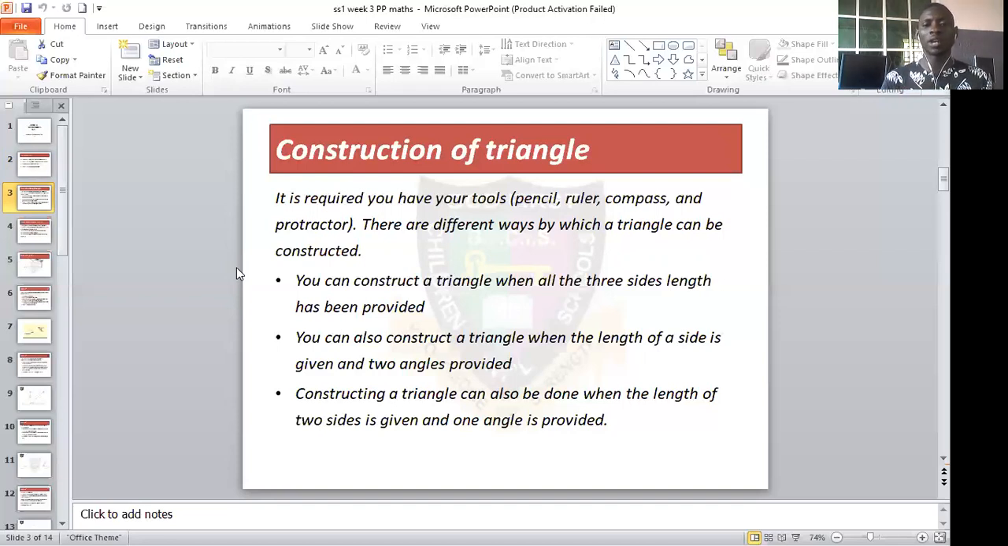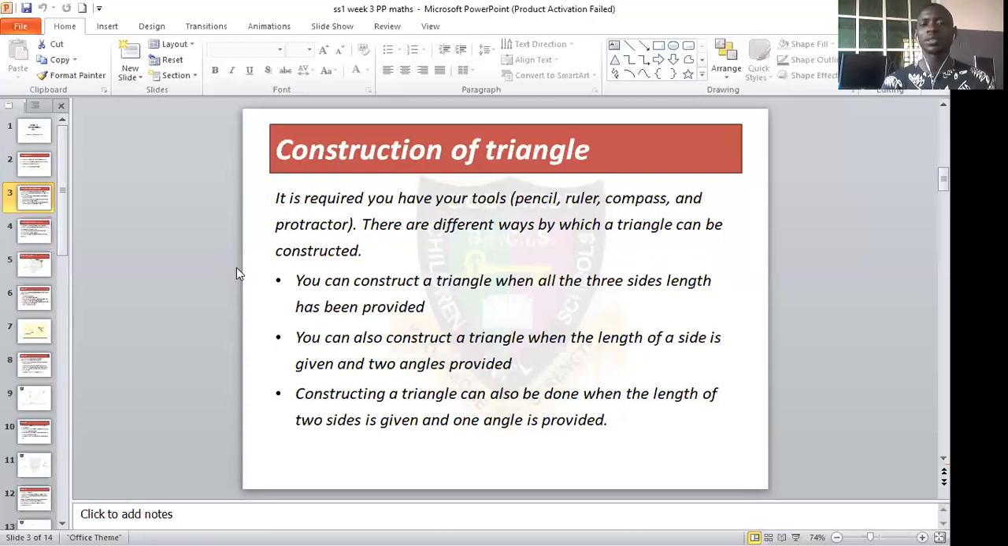Constructing a triangle can also be done when you are given the lengths of 2 sides and one given angle. So you draw the side given, and you construct the angle, then you draw the line to join and form a 3-sided triangle. So these are the 3 ways by which you can construct a triangle. Take note of the word construct, not draw. Construct is when all 3 sides of a triangle are given, or when one length of a side is given and 2 angles are provided.